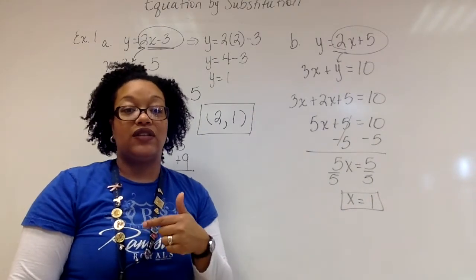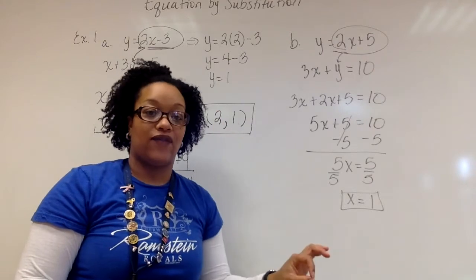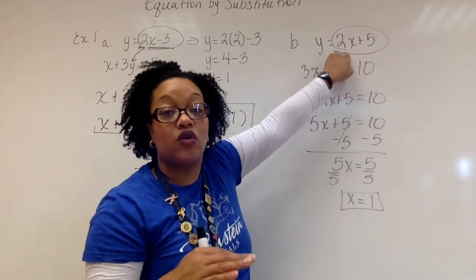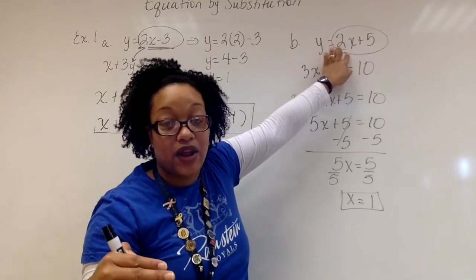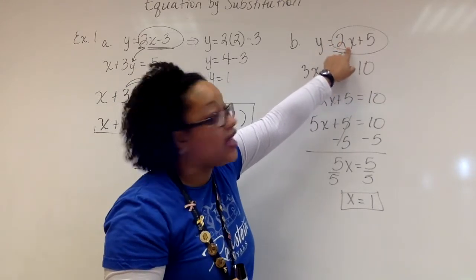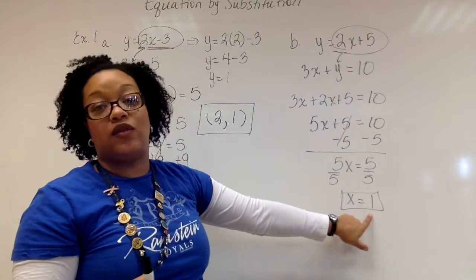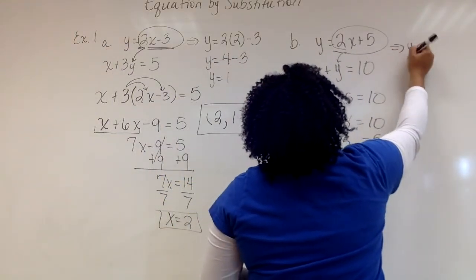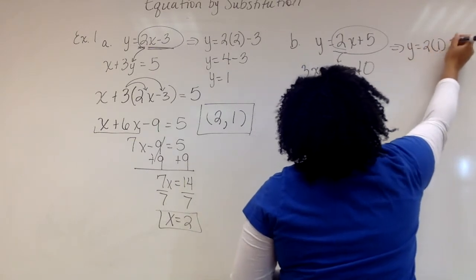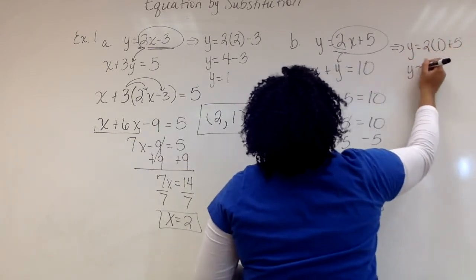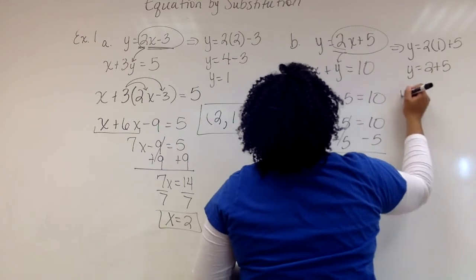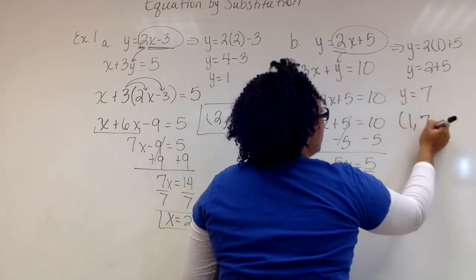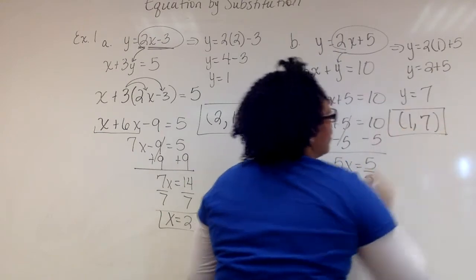But we also need a solution for the y variable. So you're going to come all the way back up here to where we're told what y is, that expression, and where you see that x right there, we're going to replace it with the number 1. So I come over here, and I'm going to say y is equal to 2 times 1 plus 5. Y is equal to 2 plus 5. Y is equal to 7. So your ordered pair is 1, 7, and that is your answer.